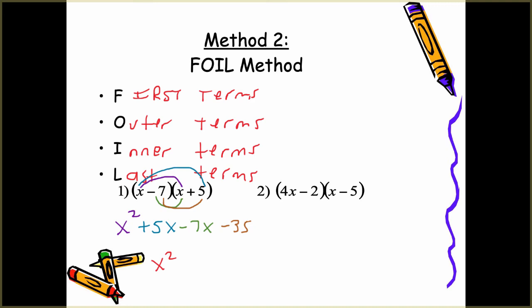So we have x squared, then we have 5x minus 7x, which is negative 2x, and minus 35. This is my simplified form. This is using the FOIL method.